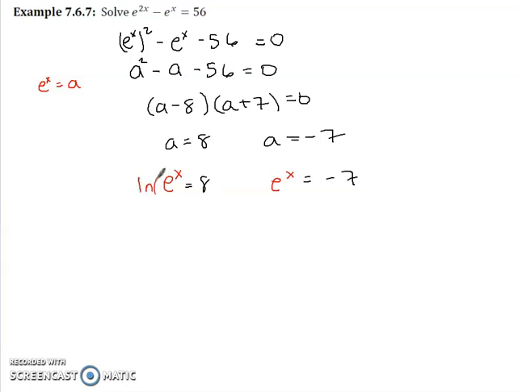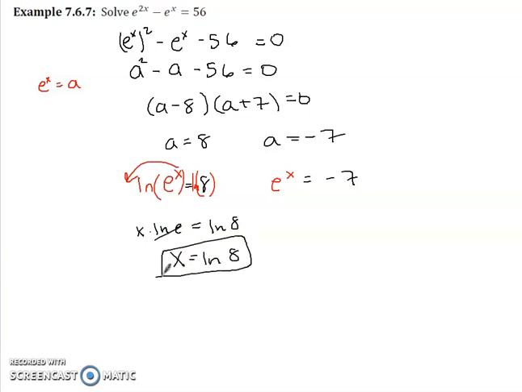So I take the natural log of both sides and move my exponent out to the front. So x times the natural log of e is equal to the natural log of 8. Natural log of e is just 1. So x is equal to the natural log of 8.